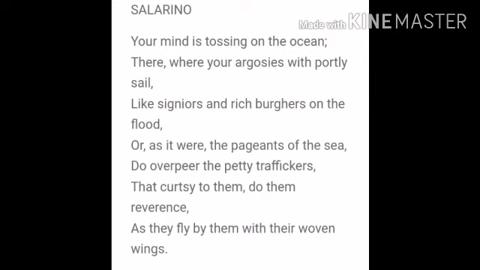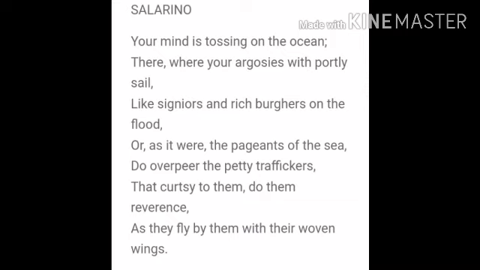So Salarino is telling, what Antonio is saying is that I don't know how I have acquired this sadness. Isn't it? Antonio is telling, I don't know why I am sad, how I have acquired it. As a result, I feel that I have become a dull person. So hearing this, Salarino is telling, dear Antonio, the reason for your sadness is because your mind is tossing on the ocean.